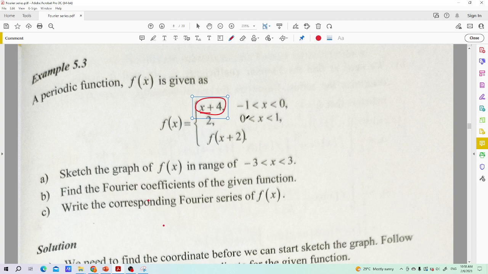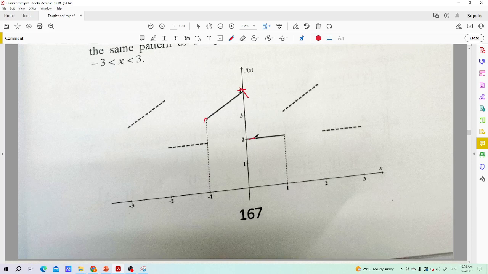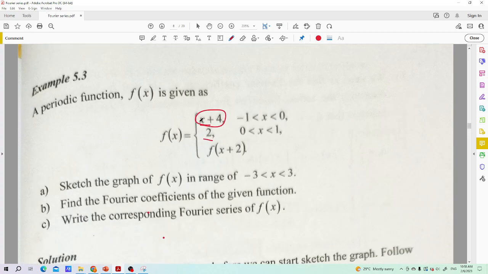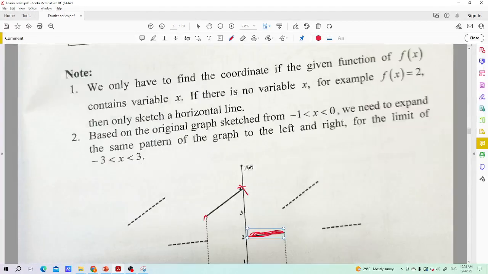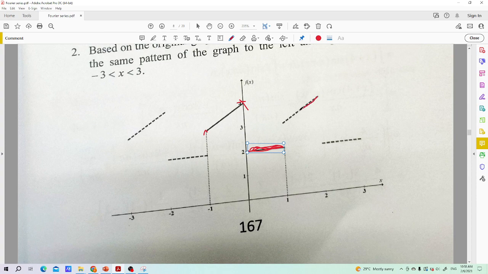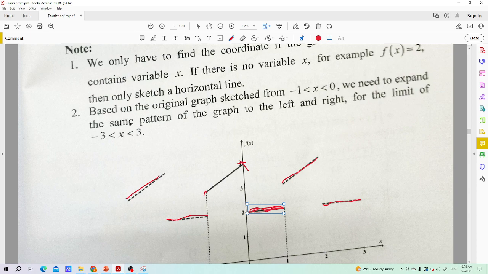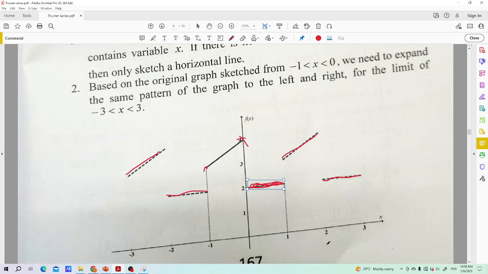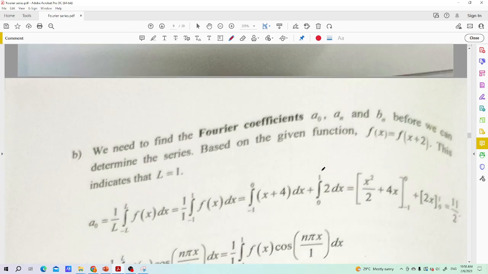So we plot this from 0 to 1, we have 2. So 0 to 1 we have 2. So another value, we will repeat this pattern. So for the same interval, x plus 2. So we should have another one here like this, and then after this line we need to have this one also here. So it is repeating until, they want it until -3 to 3, so it's repeating.